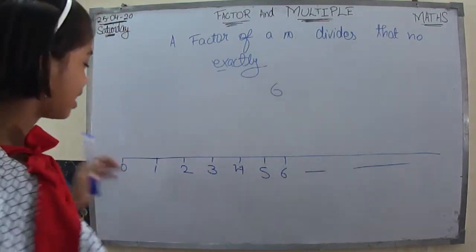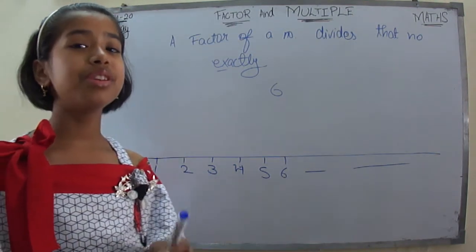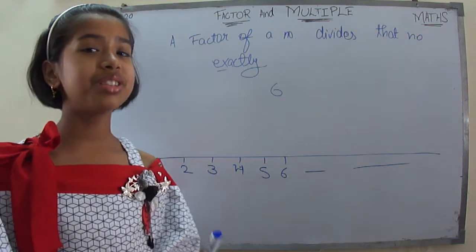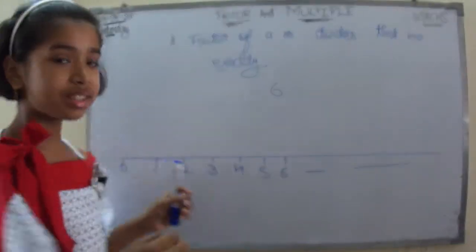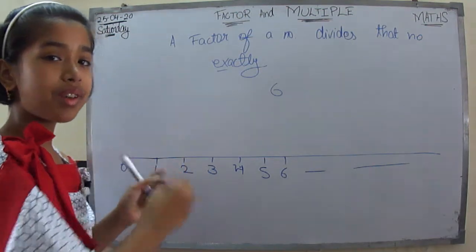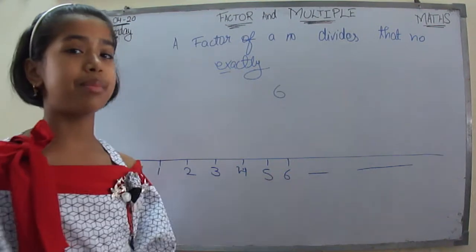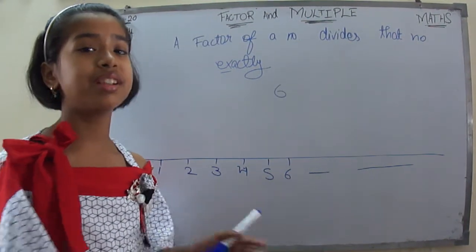So now here you can see this number line. What I want to tell you is that a factor means the step size. If I take the step size of that factor, I have to reach the number whose factor it is.